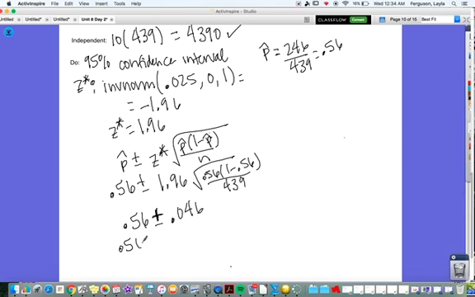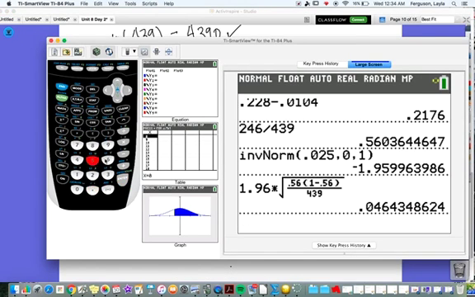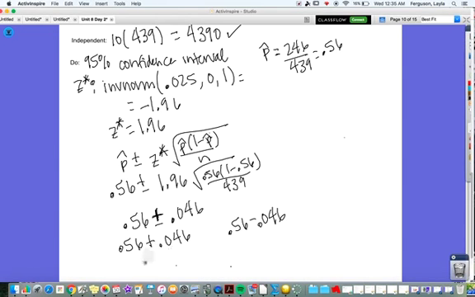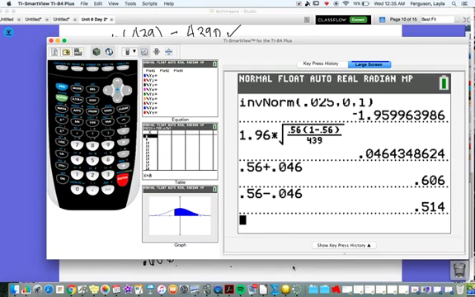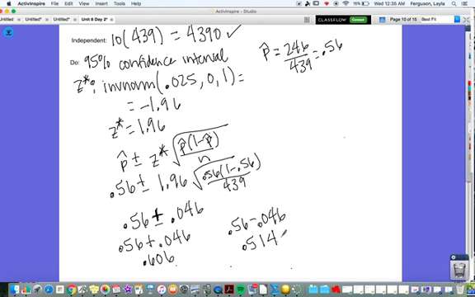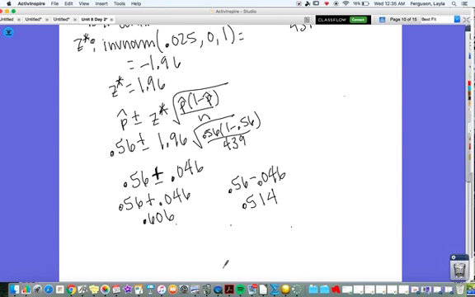Remember, this plus or minus means I'm doing 0.56 plus 0.046 and 0.56 minus 0.046. So on the calculator, 0.56 plus 0.046 gives me 0.606. And then I'm going to do 0.56 minus 0.046, and that gives me 0.514. So that means that my 95% confidence interval would be between 0.514 and 0.606.